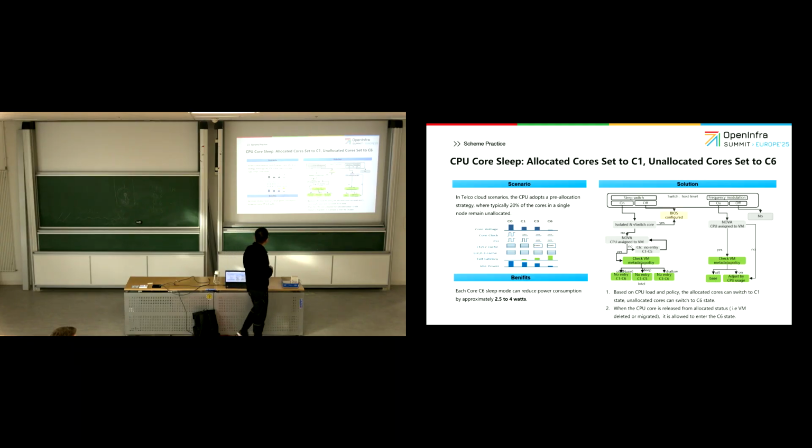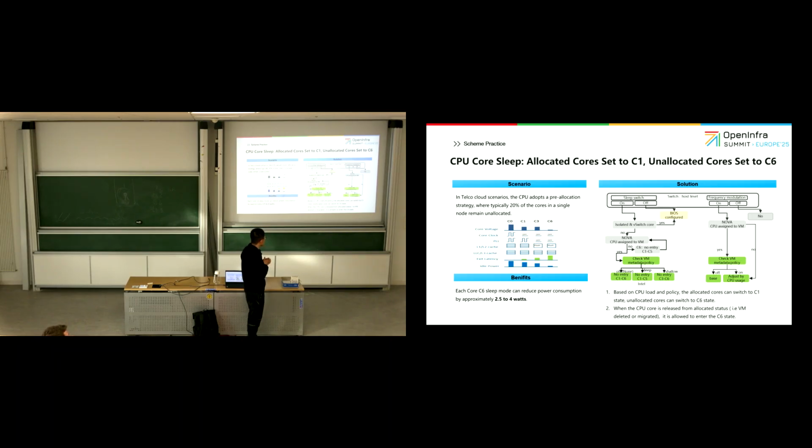Here's one solution for the CPU: if it's actually not in use, then you can sleep it. Most CPUs provide a state for you to manage that. You have a working state or a sleeping state. The benefit is that if you set it to the C6 state, it may save you 2.5 to 4 watts for one single CPU.